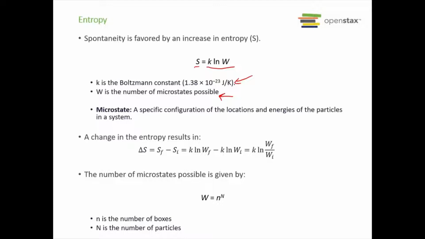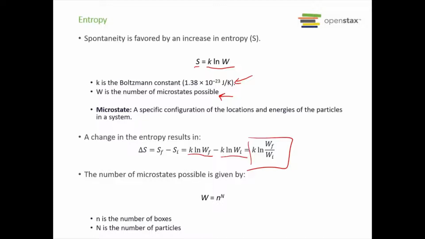So if we change the entropy of a system, then we have some delta S, an S final and an S initial. We can derive this equation: k times the natural log of the final number of microstates minus k natural log of the initial. And that simplifies down to k ln W_f over W_i.